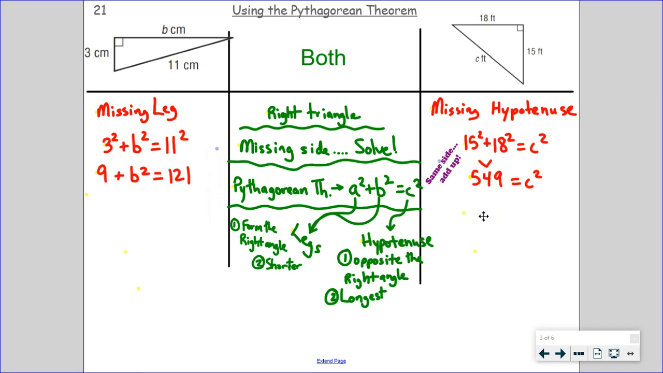Inverse of add is subtract, inverse of multiply is divide, and the inverse of a second power will be the second root. In this case, the square root of 549 is a crazy, ugly, irrational number, but we can round that using our math tools to be about 23 and 4/10 feet.